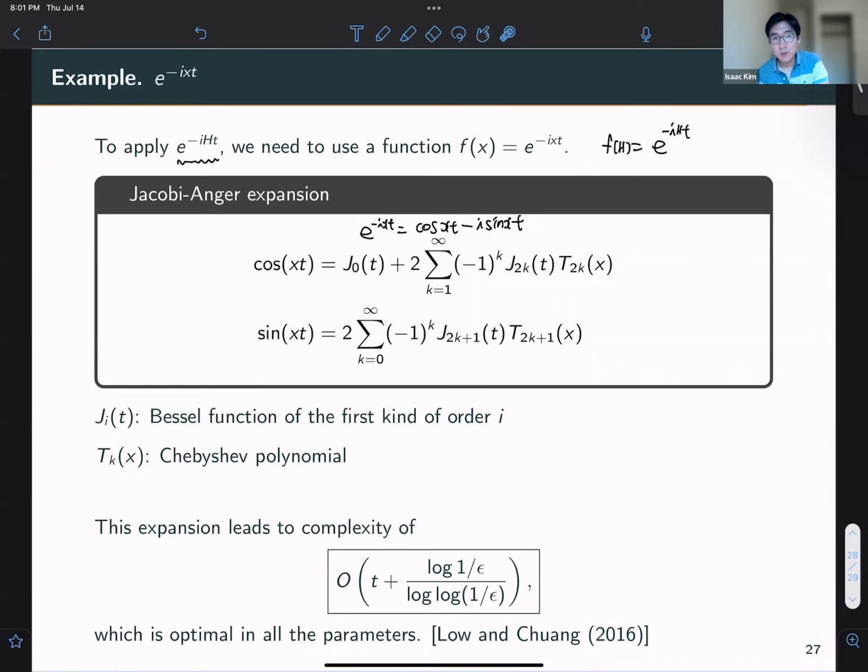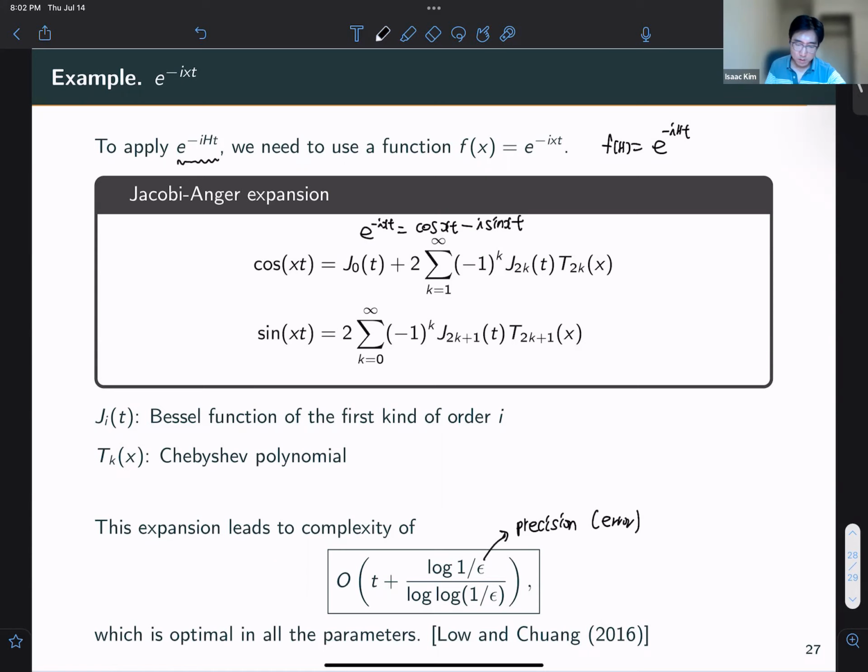So what you do is that you simply plug in these results, and this leads to a complexity that scales linearly with t. And unlike the complexity that you saw in the Trotter-Suzuki decomposition, something that scales logarithmically with 1 over epsilon, where epsilon is the inverse precision. And I should note that this is optimal in all the parameters in terms of time and inverse precision, and even the norm of the Hamiltonian.